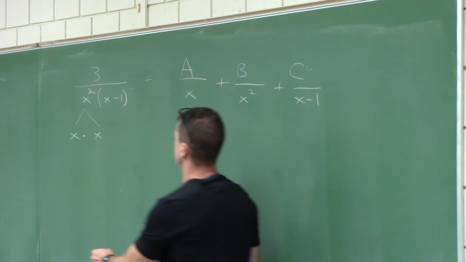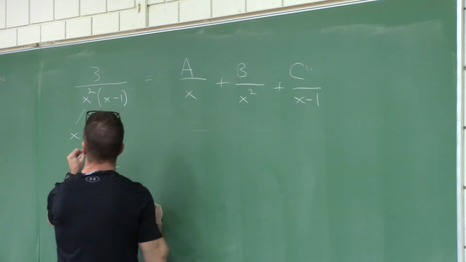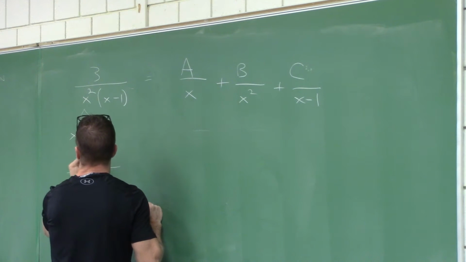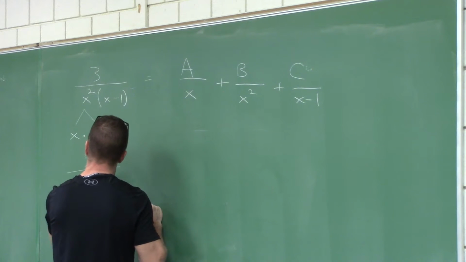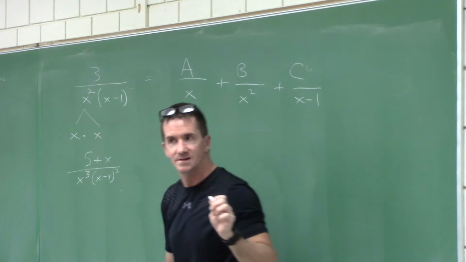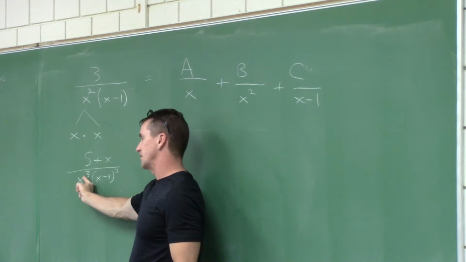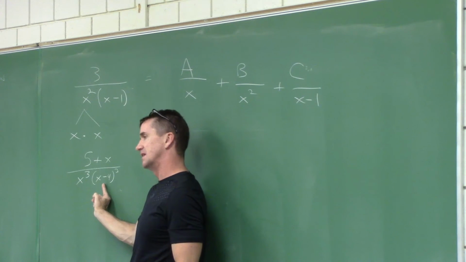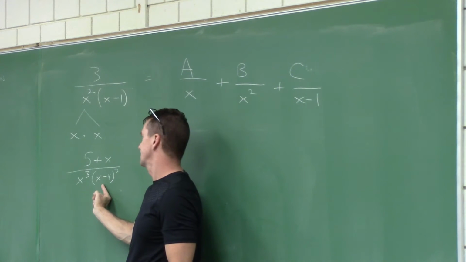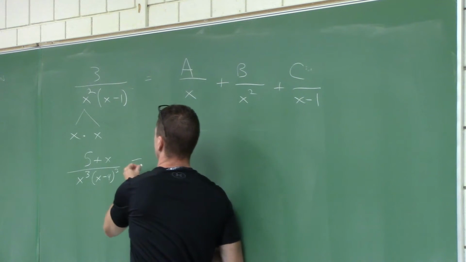And I'll just give you another example. What if it was like (5 plus x) over x to the third times (x minus 4) squared. This is a linear repeated factor, and this is also a linear repeated factor. And how would we set this one up?